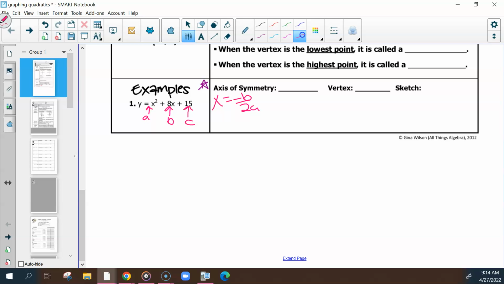This is going to be negative no matter what. Think about that kind of like slope. We're always subtracting. So we have x equals negative 8, even though our 8 was positive. If it was already negative, you would put negative, negative, or make it a positive. Over 2, your a value is the number in front of x squared, so that would be 1. So what would x equal? Negative 4.